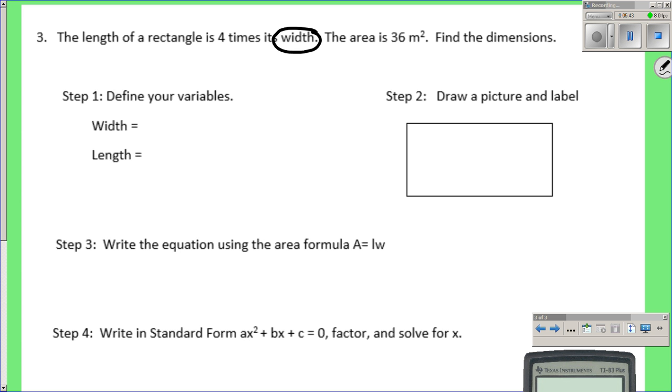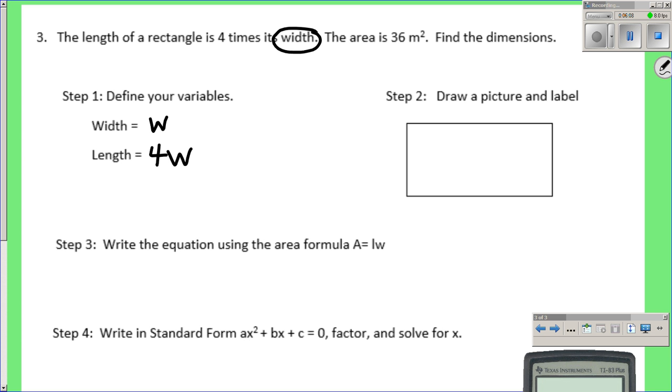So the length of a rectangle is 4 times its width. So we would need to define the width first. I'm going to use the variable w. Now we know the length is 4 times the width, and we're using w to represent the width, so the length can be represented as 4w.